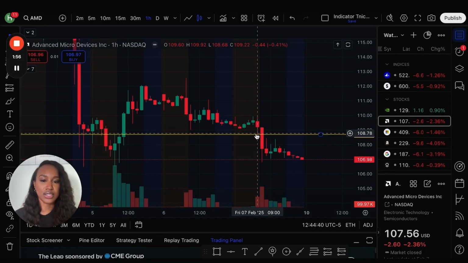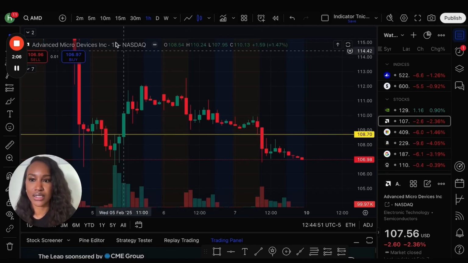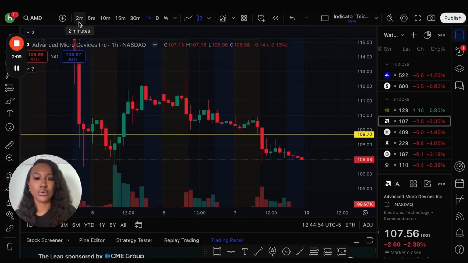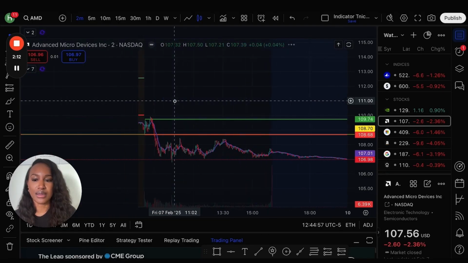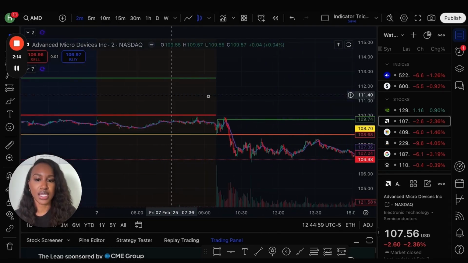This is what technical analysis is: looking at price history to make predictions going forward. And predictions are just our educated guesses, right? Going back to our school days, the hypothesis. Then I go down to the lower time frame, which is the 2-minute time frame, to actually take the trades.